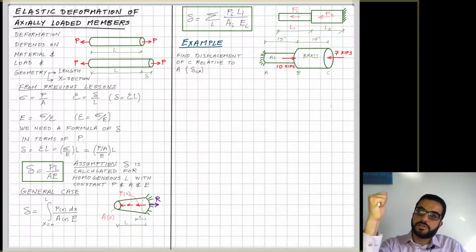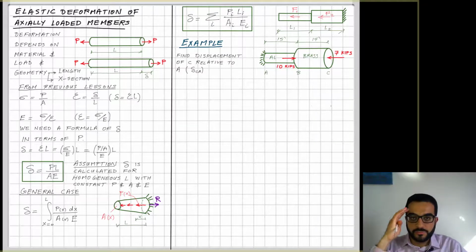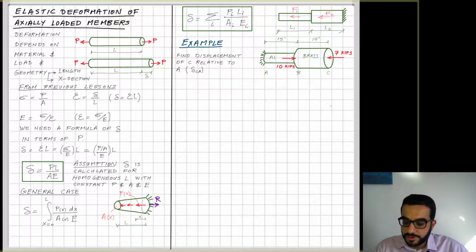From my knee, it's moving this way, but from my head it's actually moving toward it. So I have to define the movement of this point relative to what? Usually relative to the fixed point in your system. So here, delta CA is what I'm after. I need other data points here, so I have to know the material properties, and I have to know the cross-sectional areas of aluminum and brass.